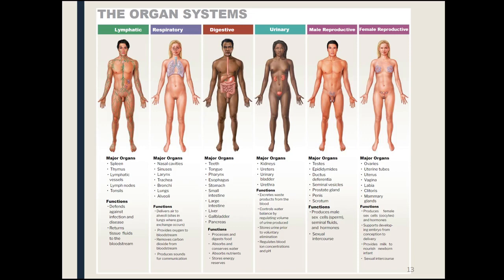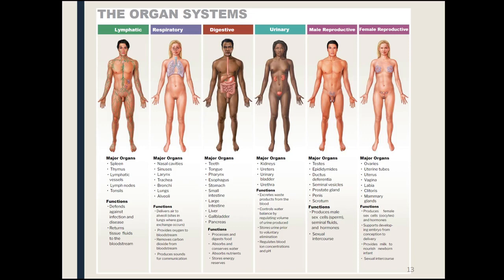Our respiratory system is going to, as we breathe in air, right, through our nose, include our nasal cavities, our sinuses, our larynx, which is our voice box, trachea, which is the tube that's running from the larynx to the bronchi and to the lungs, as well as the alveoli where gas exchange actually occurs. This is to deliver air to the alveoli. It's also going to provide oxygen to the bloodstream, helps to remove carbon dioxide from the bloodstream, and produces sound for communication.